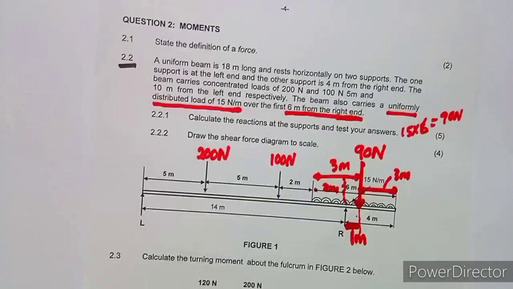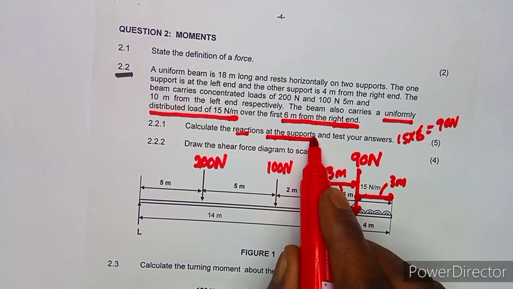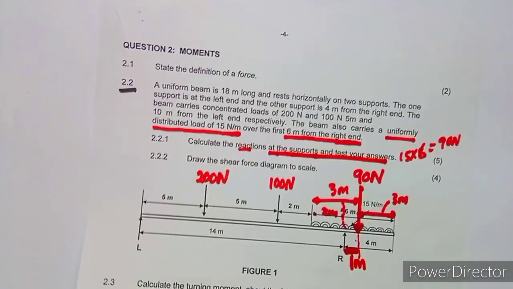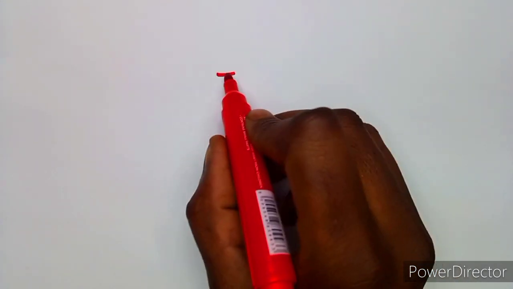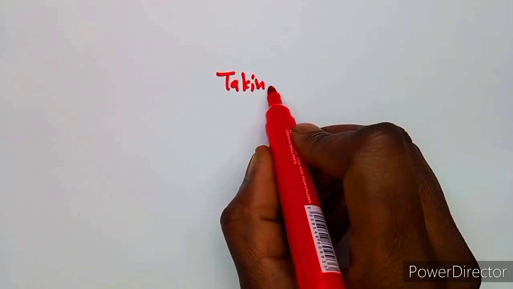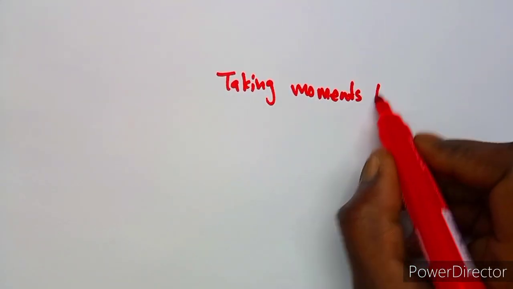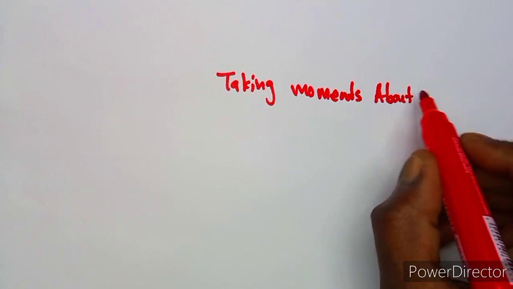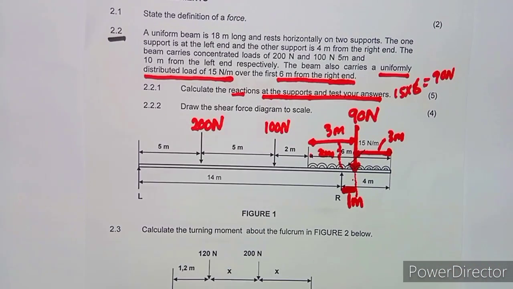So the question is, calculate the reactions at the supports and test your answers. Definitely reactions, guys. We need taking moments. You're going to start with moments about L. Taking moments about L. Let's just start with L.